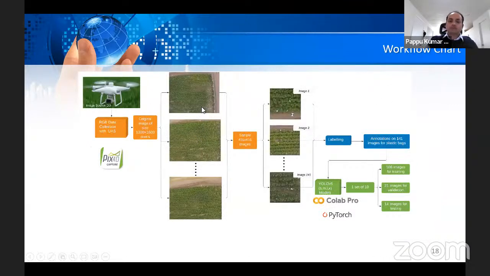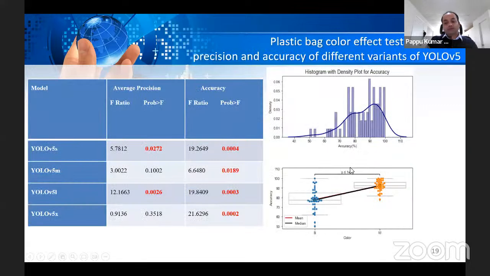So this is the workflow chart, as I told you. We collected the images, and this is how the big, large size images look. We needed to split them into smaller images, and then train the YOLOv5 model. Then we split the data into training, validation, and testing data sets, and once we did that, this is the result that we got.